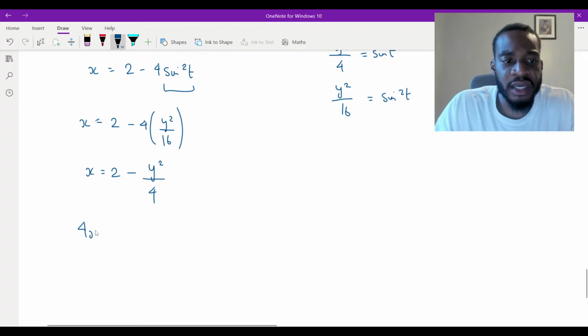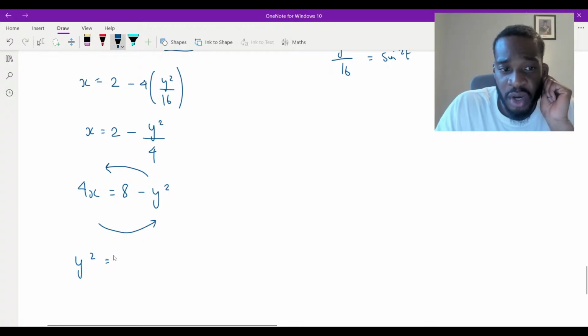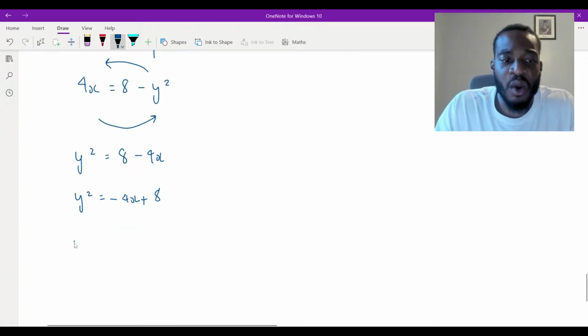So we're going to have 4x equals 8 minus y squared. Move that there, move that there. We're going to have y squared equal to 8 minus 4x, isn't it? Or the way they want it, y squared equals minus 4x plus 8, even though it doesn't actually matter. And then now we need to get y, we just square root. So it's going to be the square root of minus 4x plus 8. Now, remember, when you square root, plus or minus, isn't it? Now, how do we know that we can just choose the positive one?